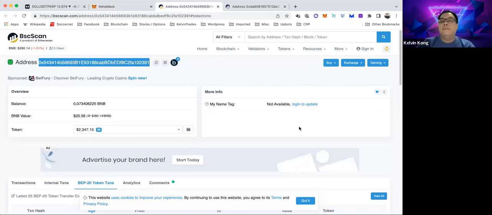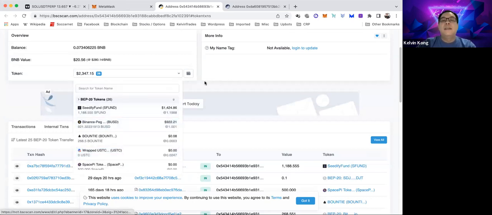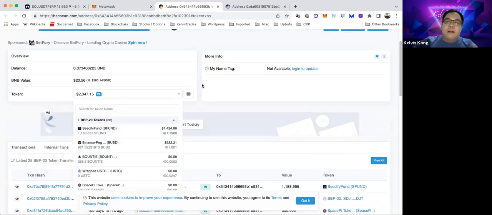so-called website like this, where everything is transparent. So your coins are actually stored on the blockchain here. It's not stored on MetaMask. MetaMask is just a software to connect you to the blockchain so you can gain access to all these coins.